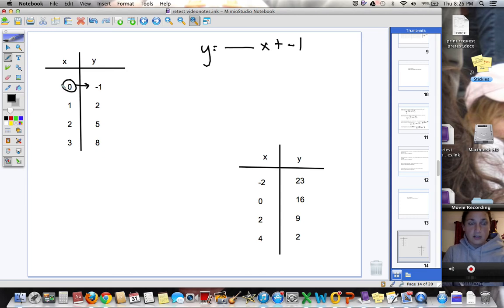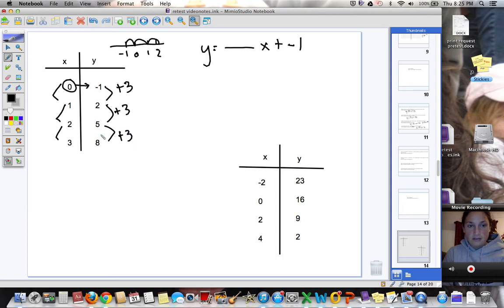So then I'm going to find my changes. My change from -1 to 2, if this is hard for you, literally just draw a number line. There's -1, 0, 1, 2. 1, 2, 3. I'm going up 3. 2 to 5, I'm going up 3. 5 to 8, I'm going up 3. 0 to 1, up 1. 1 to 2, up 1. 2 to 3, up 1.